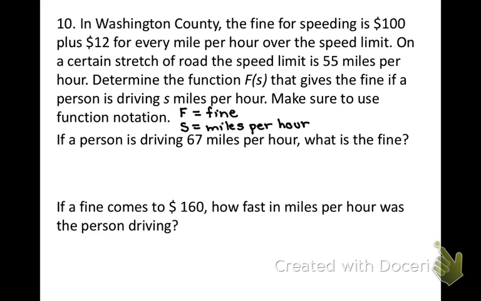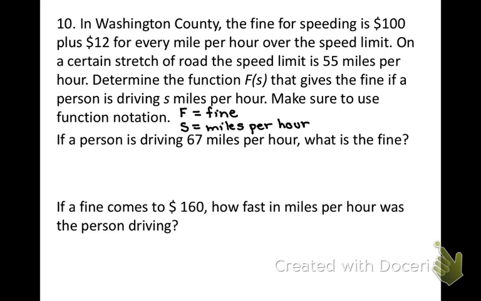For example, the speed limit's 55. If I go 56, I'm going 1 mile over the speed limit. If I go 59, I'm going 4 miles over the speed limit. So what we need to do here is set up an expression for every mile over 55 miles per hour, and that's going to be represented by S minus 55, okay?